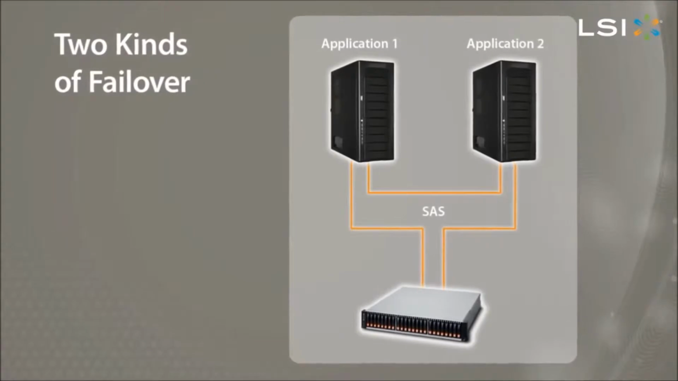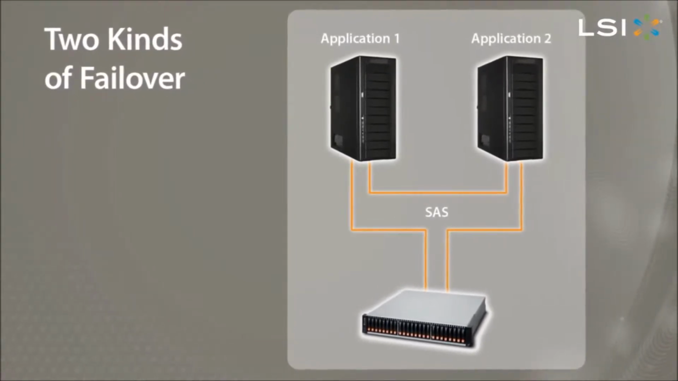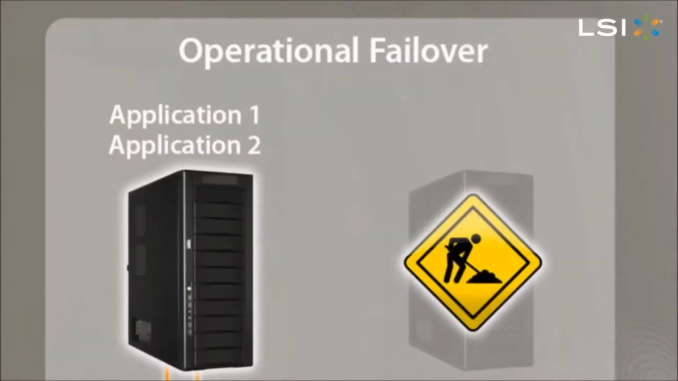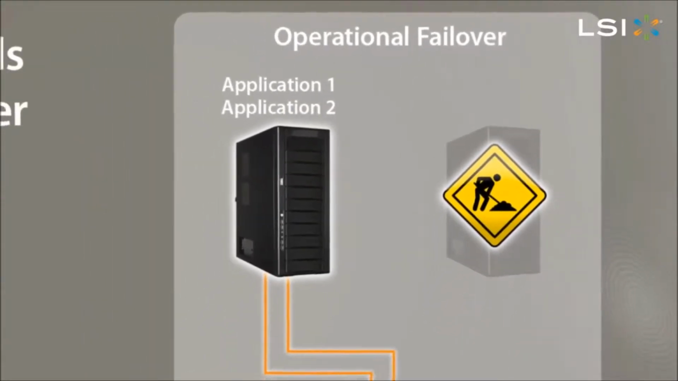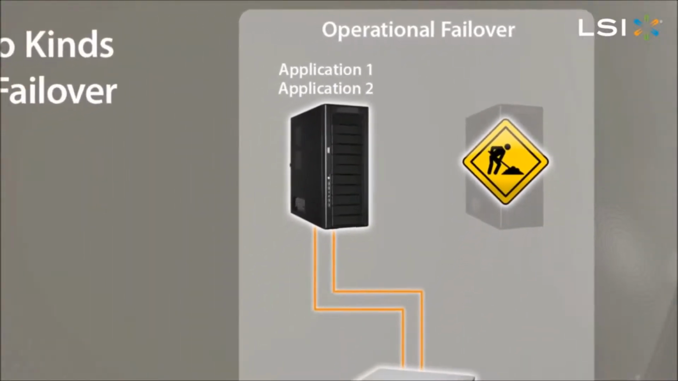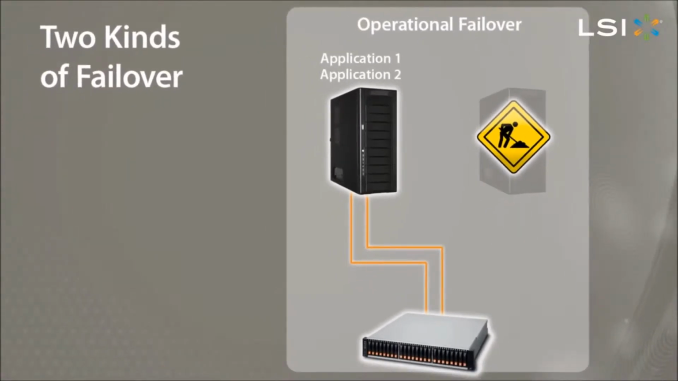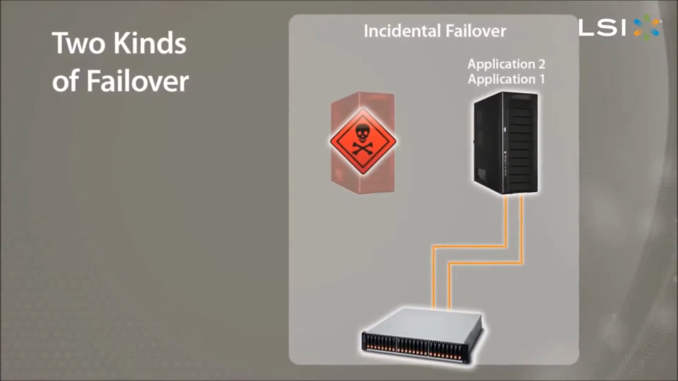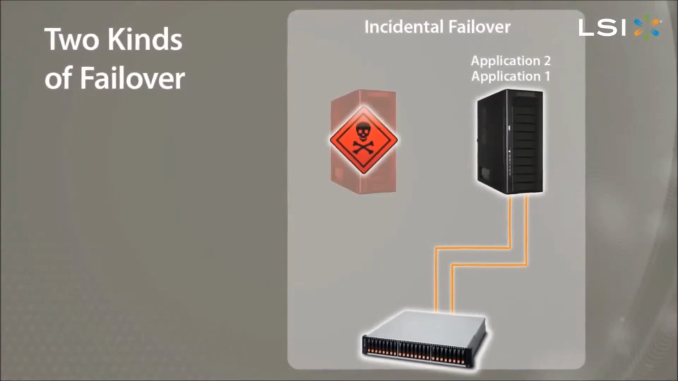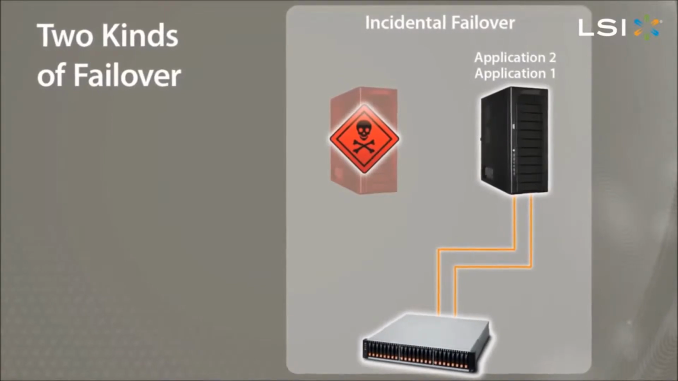There are two different cases where applications will need to failover. Operational failover can be enacted manually for purposes of performing maintenance on one of the servers, or in order to balance the application load across the CPUs. Incidental failover happens automatically when one of the servers running an application stops functioning.